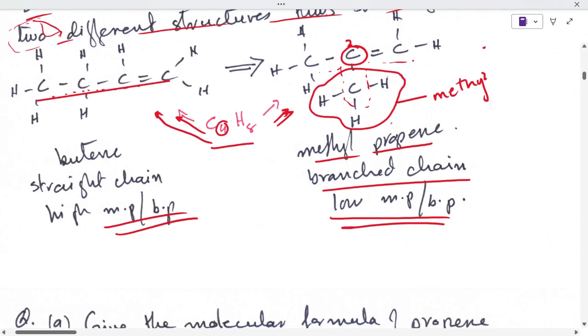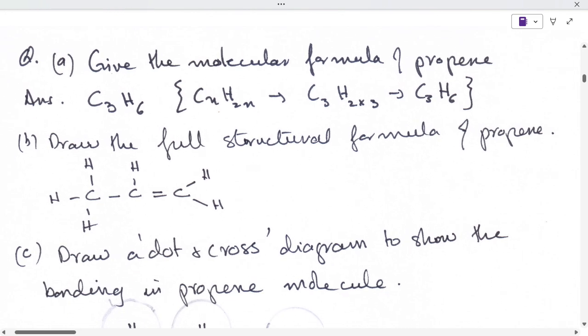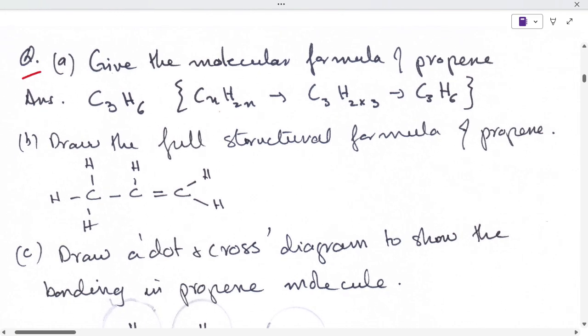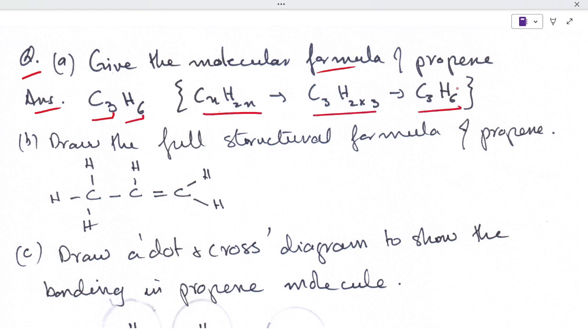Now there is a question. Give the molecular formula of propene. Well, you have to go to the general formula, CnH2n. Propene means, prop means 3. So C3H2 multiplied by 3, it comes out to be C3H6.